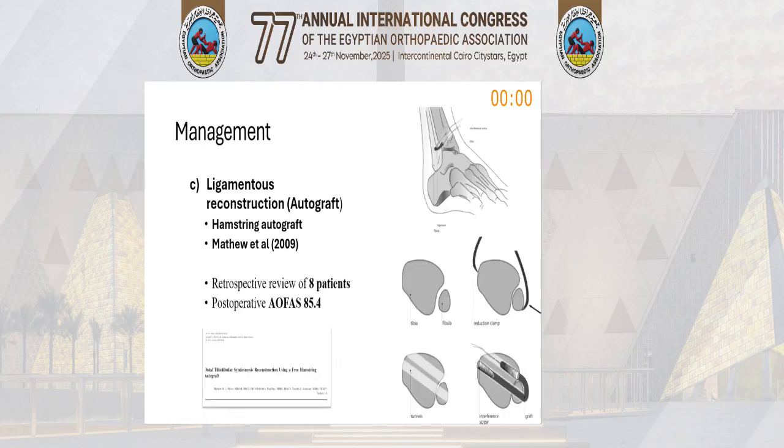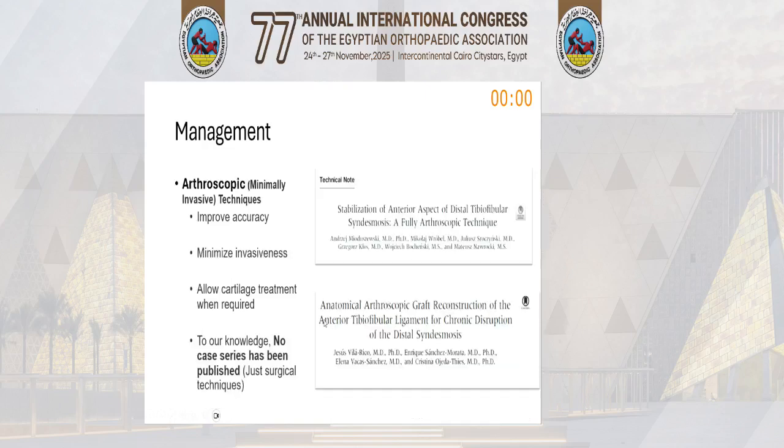Another option, yes, hamstring, Mathieu in 2009, 8 patients, the postoperative AOFAS score was 85.4%. What about arthroscopic? Should it or must it be open? It can be done also arthroscopically. This will improve the accuracy, minimize the invasiveness, allow the cartilage evaluation, of course, but to our knowledge, still no case series has been published, just surgical techniques.